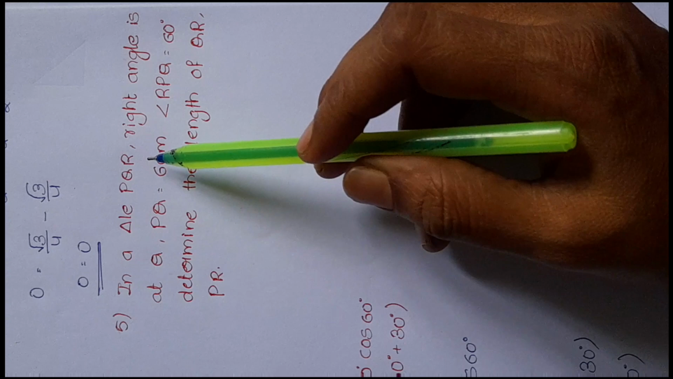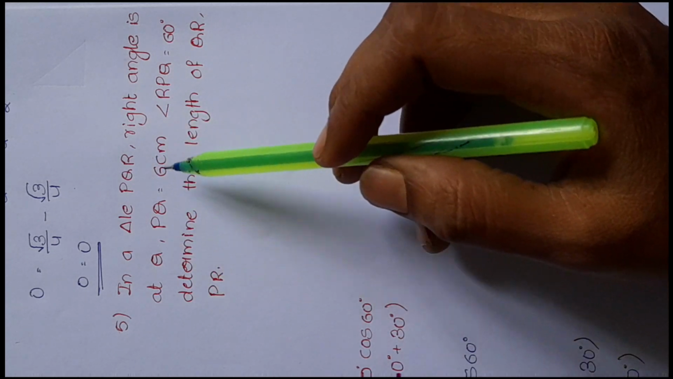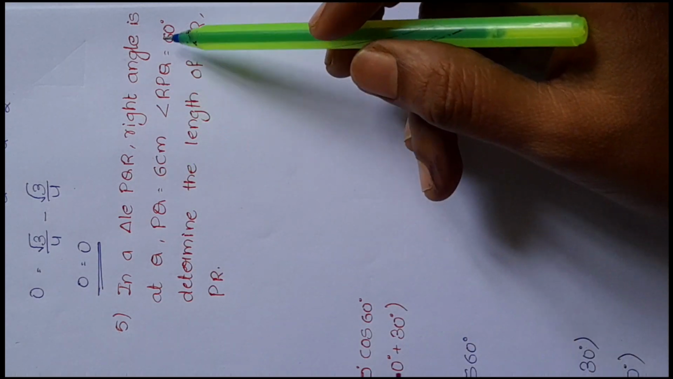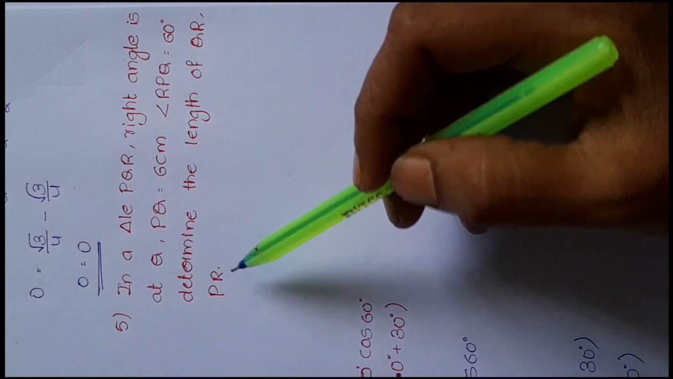Fifth question. In a triangle PQR, right angle is at Q. PQ is equal to 6 centimeters. Angle RPQ is 60 degrees. Determine the length of QR and PR.